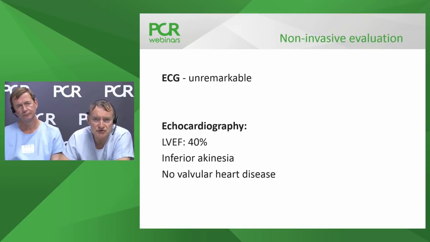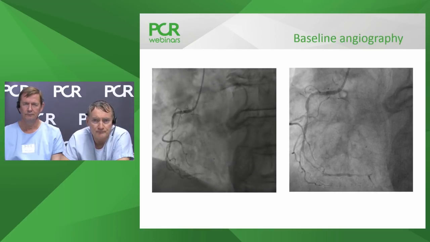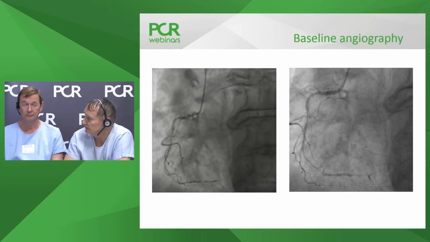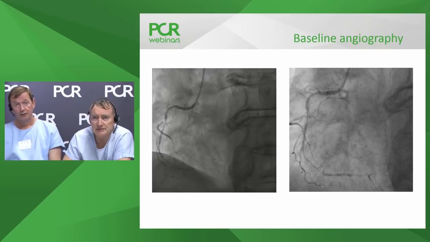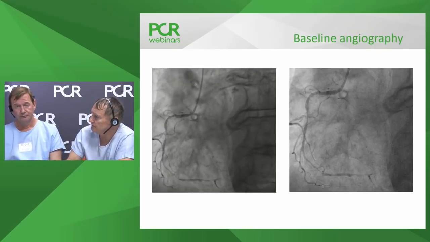The EKG was not remarkable, and consequently we didn't show the EKG because there is no Q wave. But at the echocardiography, there is an inferior akinesia, and the left ventricular ejection fraction was about 40% without valvular heart disease. And now you have the image of the baseline angiography.